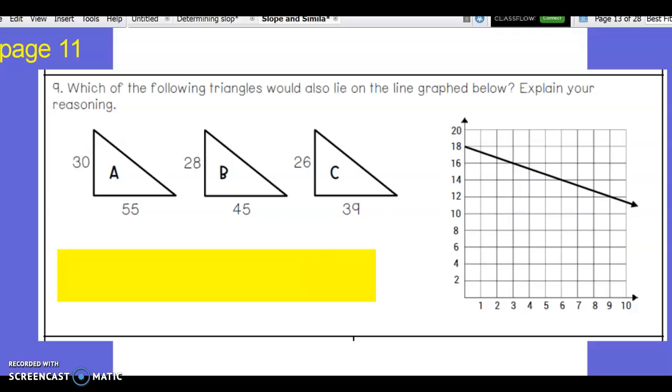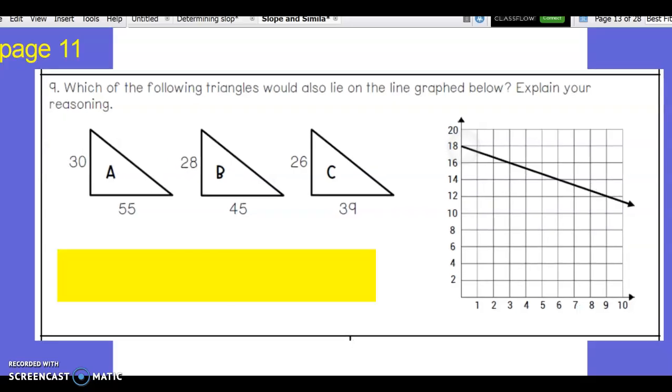In this next problem, they're asking you which of the following triangles would also lie on the line graph below. Now, if triangles are going to lie on the same line, they're going to have the same slope. So I think it would be helpful to get started if we calculated the slope of this line that's in the graph on the right-hand side.